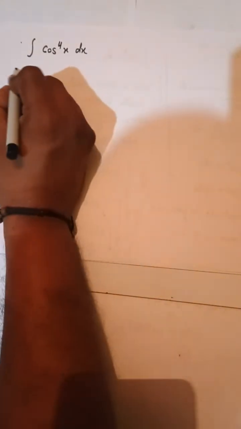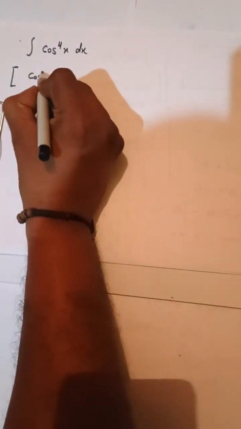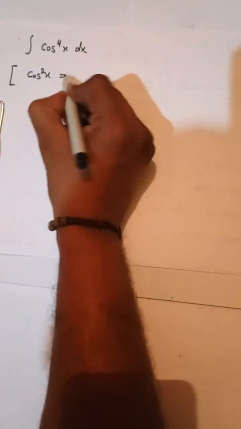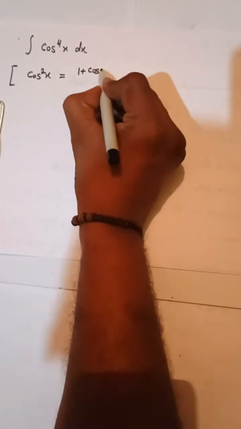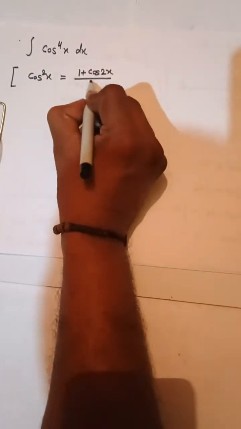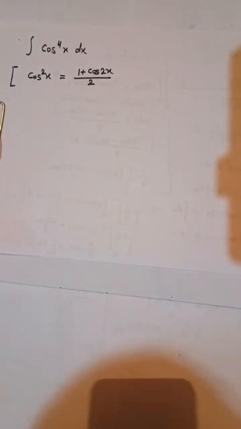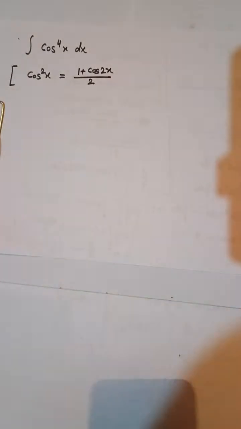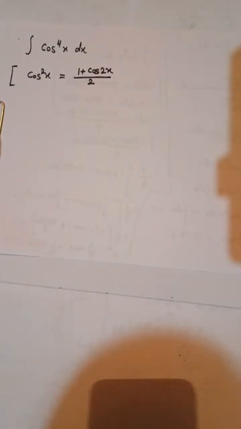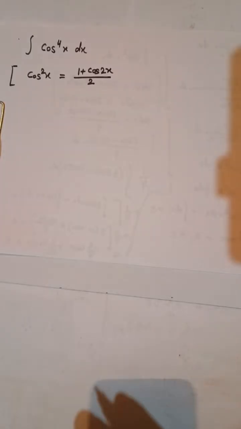So we need to first convert it into a standard formula. We know this formula: cos square x is what? 1 plus cos 2x, 1 plus cos 2x by 2. So this is cos square x. I need to get cos to the power 4, so I need to square on both sides. Let's do it. Once we get that in the fundamental formula, then we can do our calculation to get the integration.